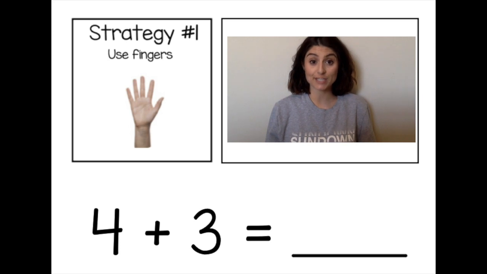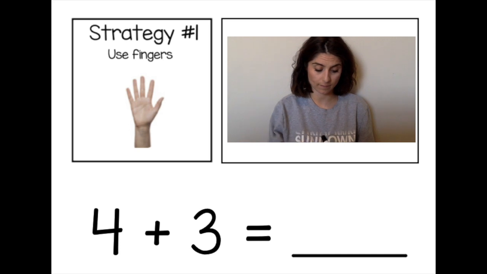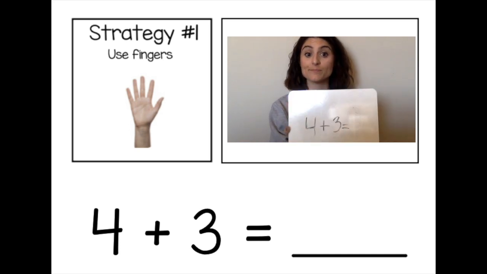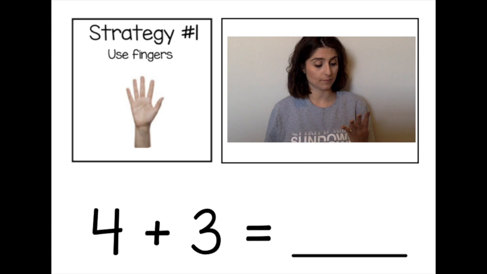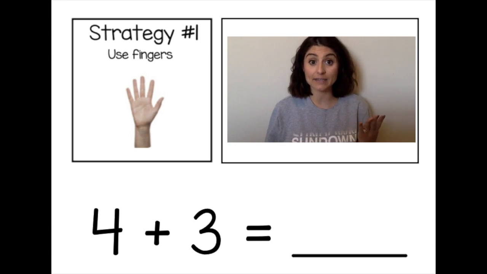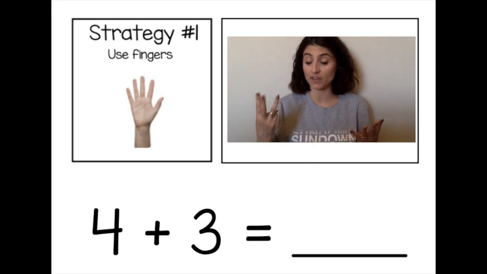So the first strategy that we're going to use is using our fingers. But first, let's write down that equation below. So it says 4 plus 3. Write it down. This is how I wrote it down. Okay. So we have 4. So everybody put up 4 fingers. And then the second add-in is 3. So put up 3 fingers.